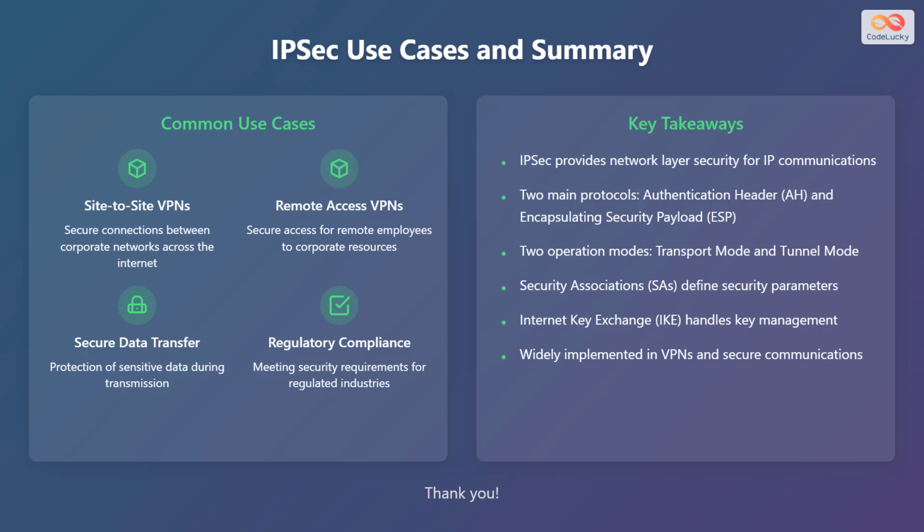In summary, IP security provides network layer security for IP communications. There are two main protocols: Authentication Header and Encapsulating Security Payload. The two operation modes are transport mode and tunnel mode. Security associations define security parameters. Internet Key Exchange handles key management. IP security is widely implemented in virtual private networks and secure communications.